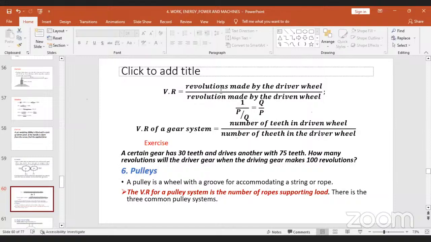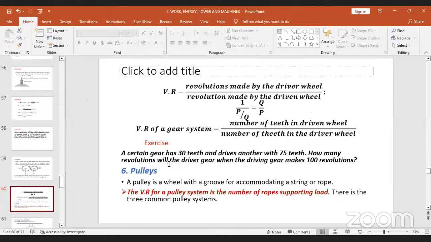This part, remember distance moved by effort. Where do we apply the effort? We apply the effort at the driver wheel. Where is the load? The driven wheel. The moment you know that, therefore you know velocity ratio, revolutions made by the driver wheel over number of revolutions made by the driven wheel. When we divide that, we end up with the number of teeth in the driven wheel over the number of teeth in the driver wheel.